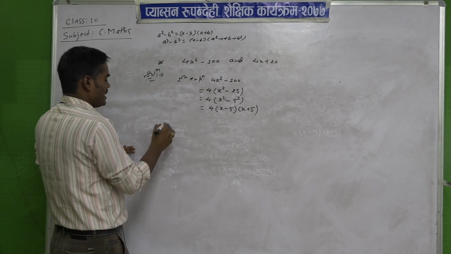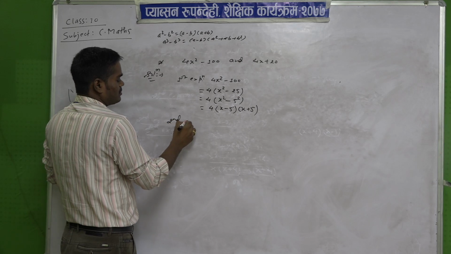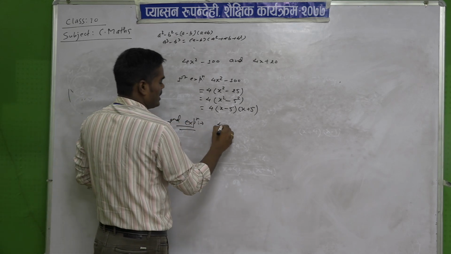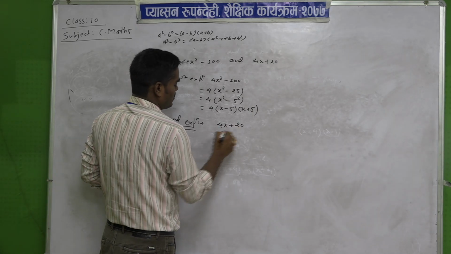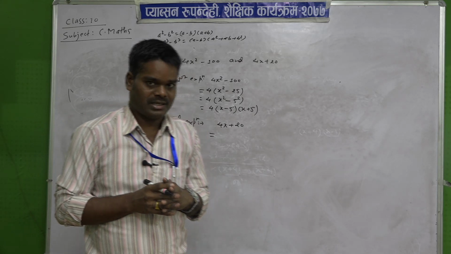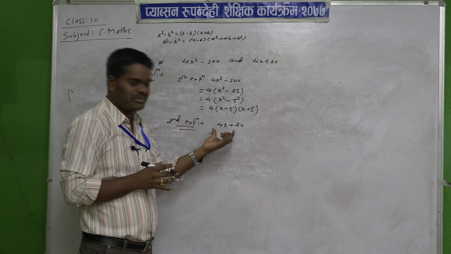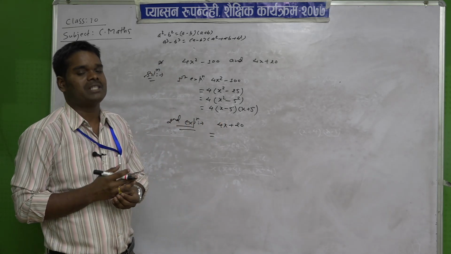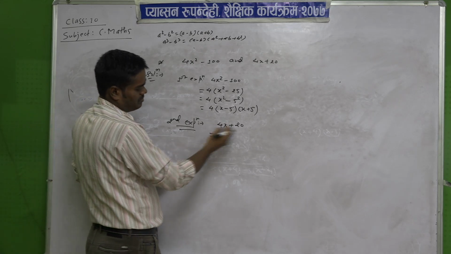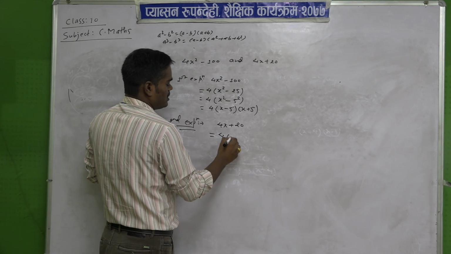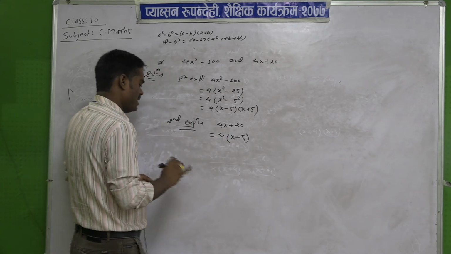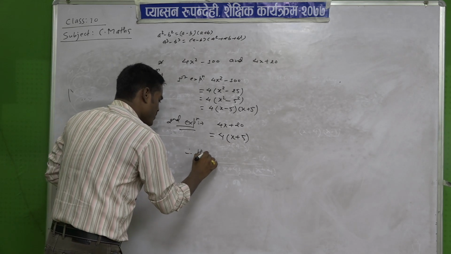Now, in the second expression, what is given? 4x plus 20, and this is also a binomial expression. So, same thing, always you have to see whether common is there or not. If common, then we should take common. Yes. So, what is common in both terms? 4 is common. So, what is left? x plus 5, x plus 5.